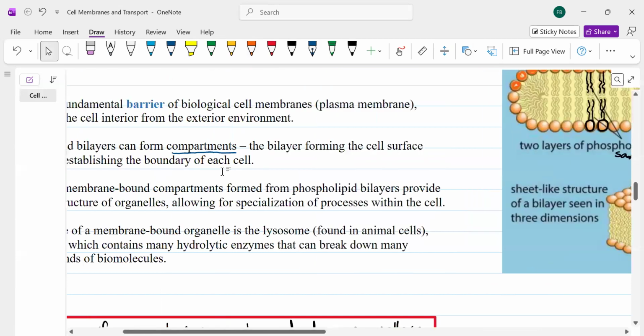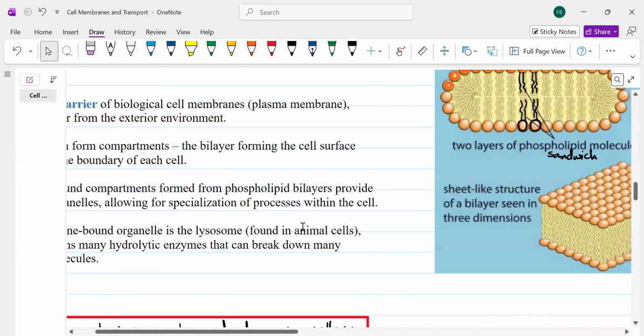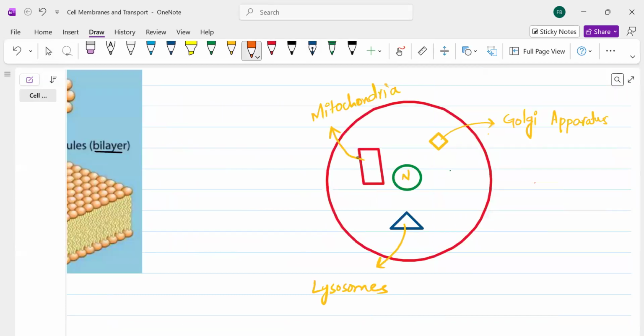Okay, wait a minute. What is this written? Read this. What they're saying. Phospholipid bilayers can form compartments. The bilayer forming the cell surface membrane, establishing the boundary of each cell. Okay. So they are saying every membrane forms compartments. You see this membrane. Every membrane is made up of phospholipid bilayer.